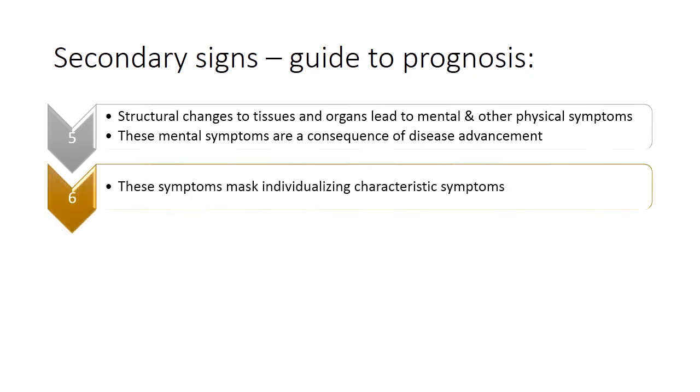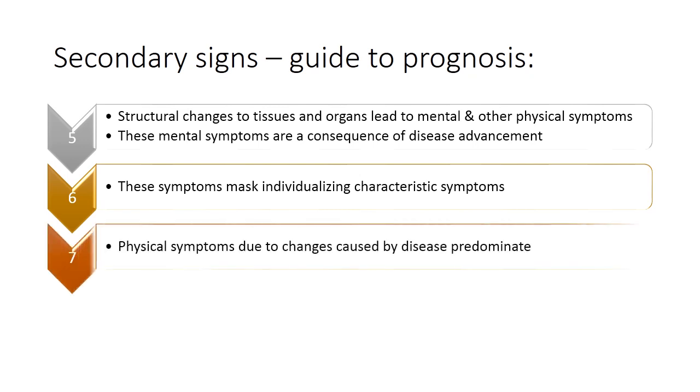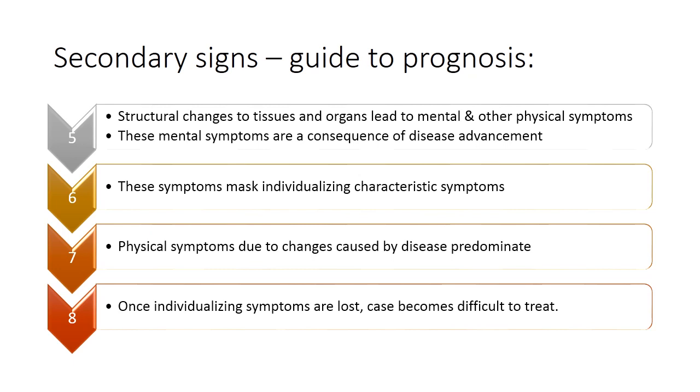Now these symptoms, the secondary signs and symptoms we are talking about, can mask the individualizing characteristic symptoms, because now they become symptoms that belong to the disease-affected organs which have been changed structurally. Physical symptoms due to changes caused by disease now predominate the scene, and there are very few things which can help you to characterize that individual. This is a stage when it becomes very difficult to individualize on the basis of symptoms, and the case becomes difficult to treat.